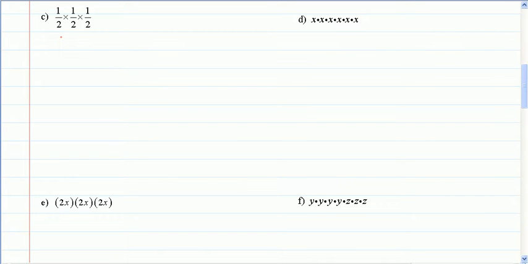For part C, I have 3 1/2s that are being multiplied together. So 1/2 is the base, and the exponent is 3. But when you have a fraction, always remember to include your base inside parentheses. So 1/2 times 1/2 times 1/2 is 1/2 to the power of 3.